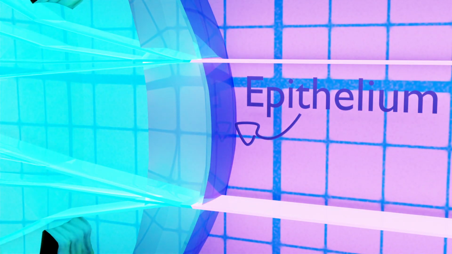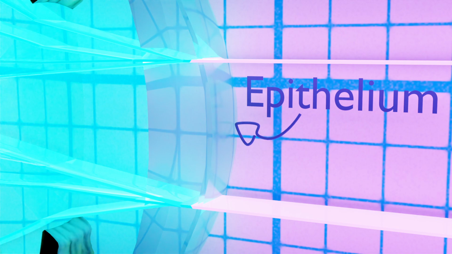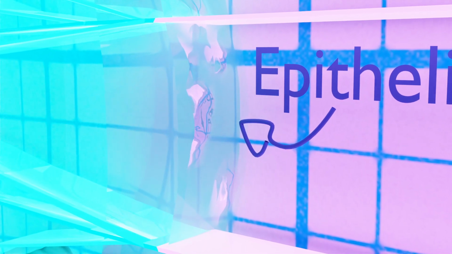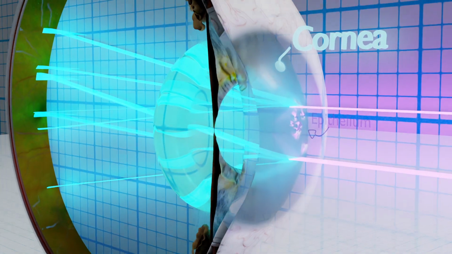The epithelium is the layer of cells on the front surface of the cornea, shown in blue here. This gets thicker because of the swelling and waterlogging of the cornea, and tiny fluid-filled blisters can form. These can sometimes cause discomfort.